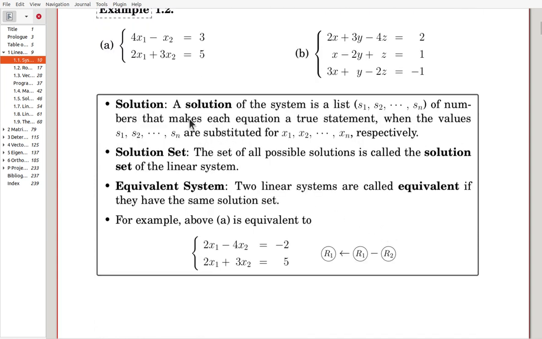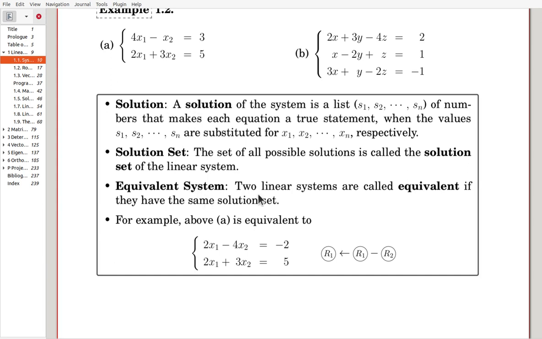A solution of a system is a list s1 to sn of numbers. So it's an array of numbers that makes each equation a true statement. That means that a solution is an array of numbers that satisfies all the equations. The solution set is the collection of all possible solutions of the linear system.